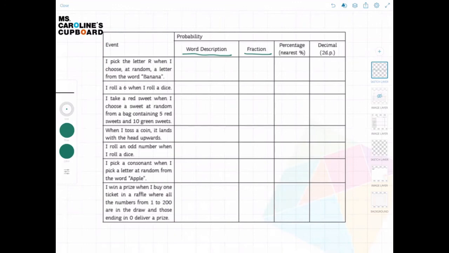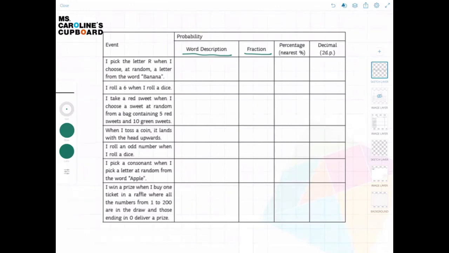I roll a 6 when I roll the dice. Is it likely? Unlikely? Is there an even chance? Less than even chance? More than even chance? And then write it as a fraction. Okay, so you just need to do your word description and the fraction, please. For today's lesson, please look back through the PowerPoint if you need to be reminded of how to write those sentences and how to show your probability as a fraction.